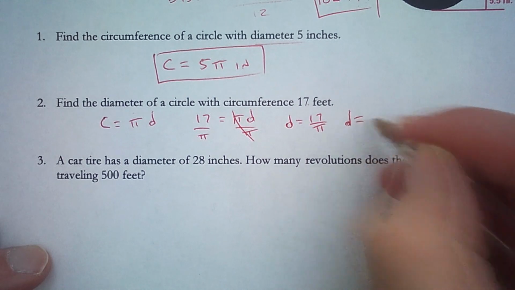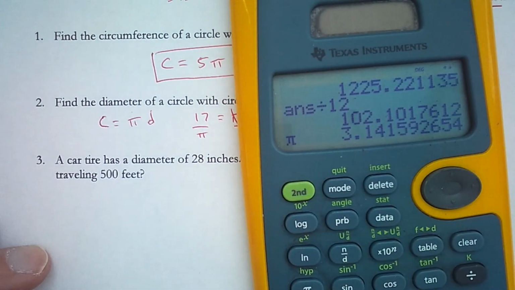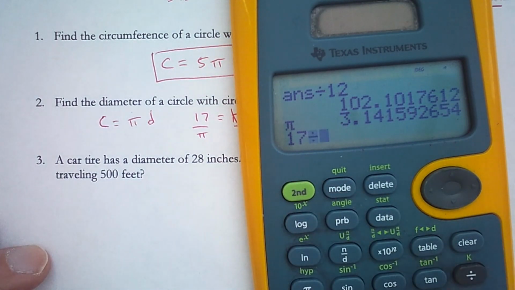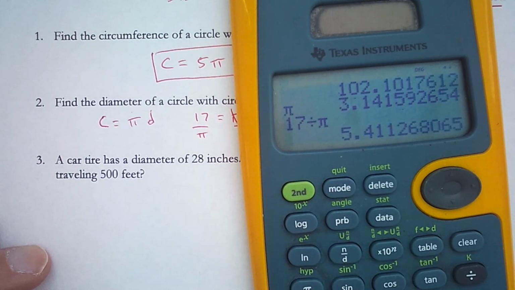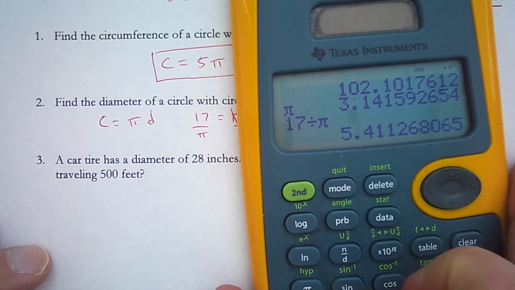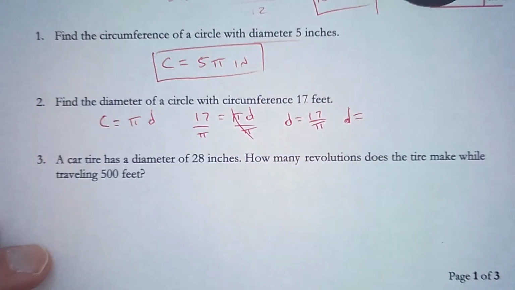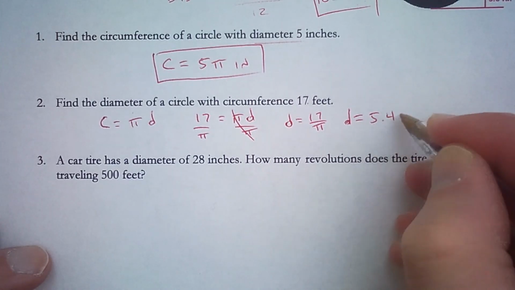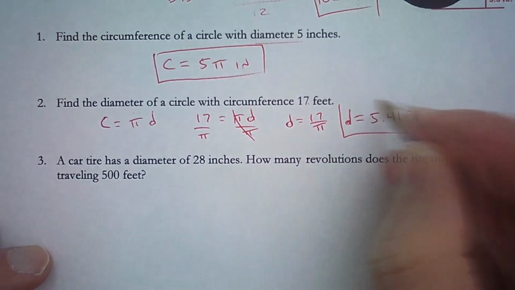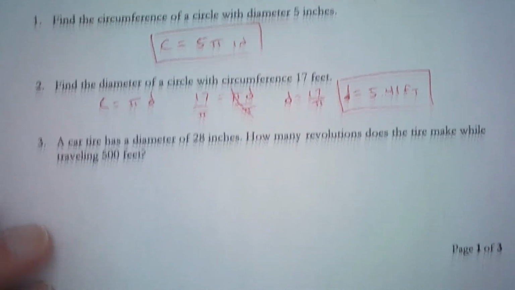the denominator. So 17 divided by pi is 5.41. So I've got about 5.41 feet for my diameter.